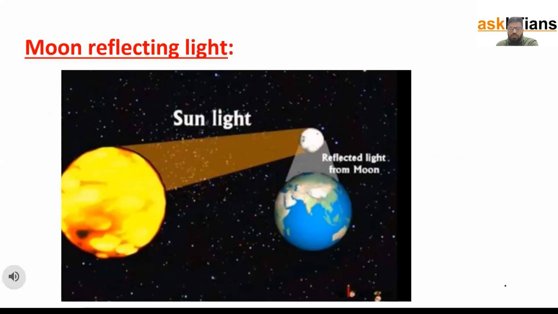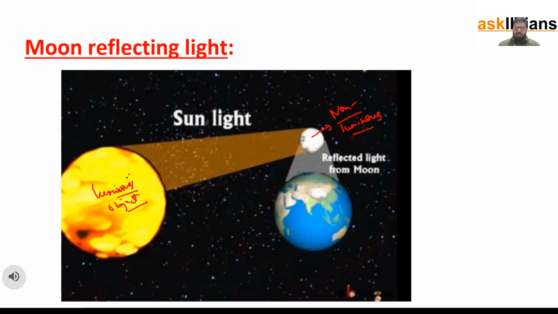So we'll move forward now. In this picture, what you are seeing is the sun. The sun is a luminous object which has light of its own. Whenever light comes from a luminous object like the sun, it gets incident on the moon. So this is the moon, which is a non-luminous object.